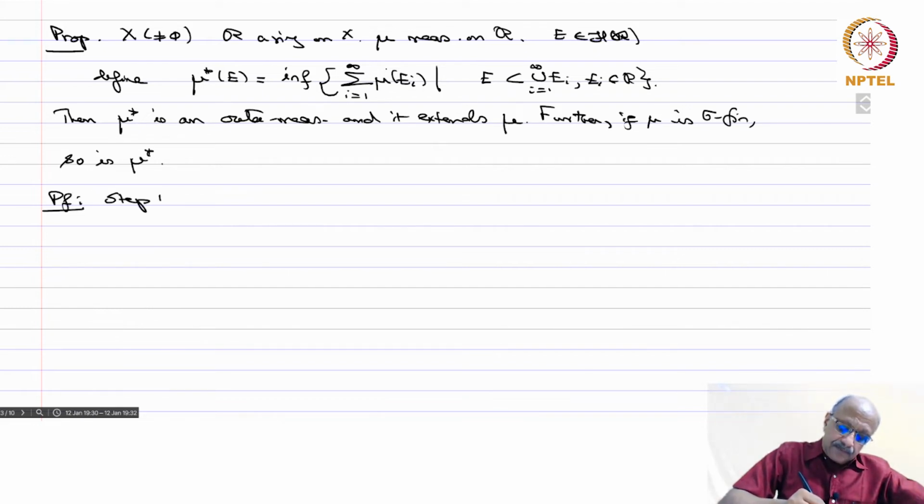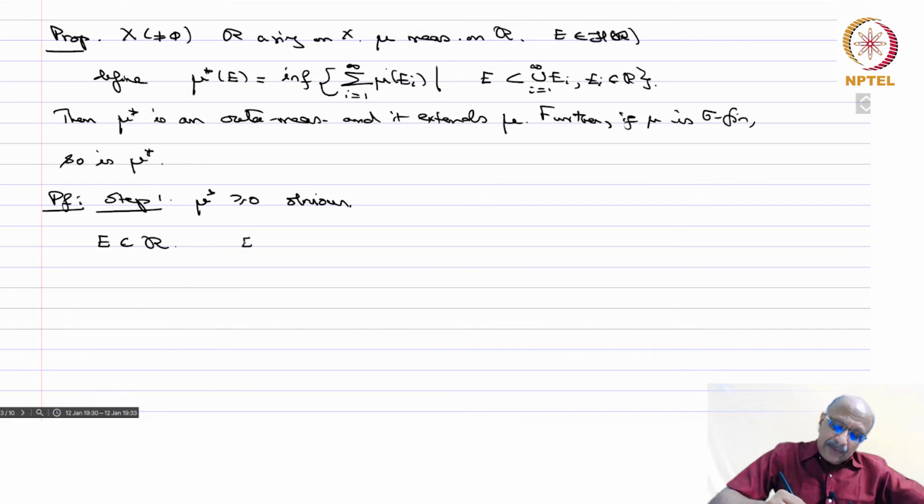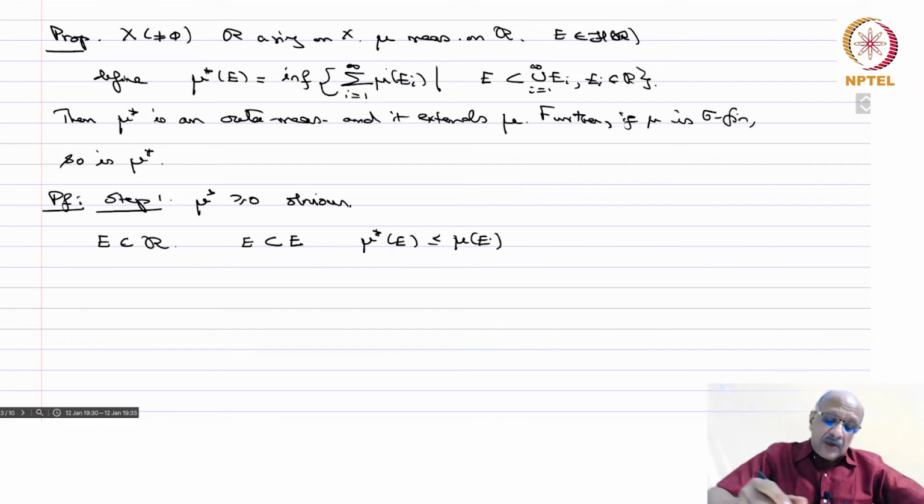Step 1. So mu star greater than or equal to 0 is obvious, because we are taking the infimum of non-negative things, and therefore it's non-negative. Now let us take E belonging to R. Then E can be covered by just one element, E. Therefore mu star of E is less than or equal to mu of E, because mu star comes from the infimum of all these things. So you have a covering with just one element, the series becomes a single term, which is mu of E.